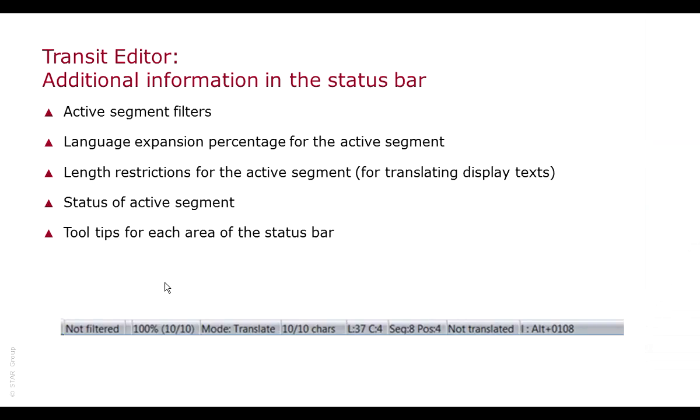Then you see the mode you're working in, like internal repetition mode, markup mode, translation mode. Then you can see the status of the active segment. And when you have a look at it in the Transit editor, you will see that we have a tooltip for each part of this status bar.